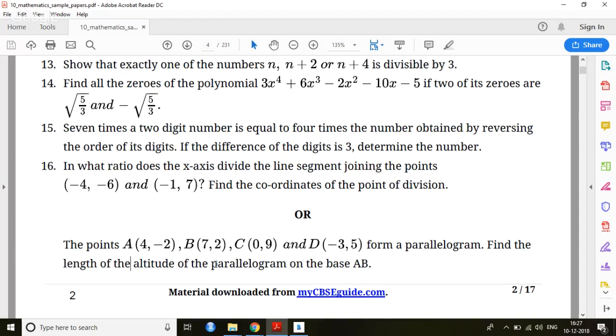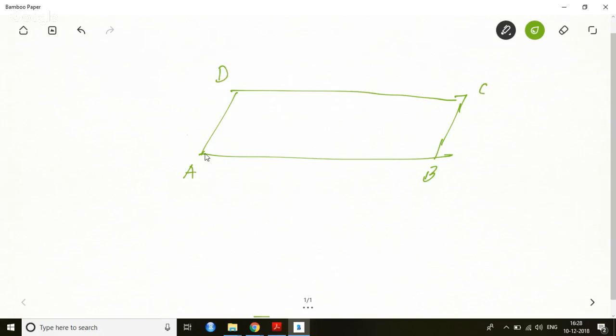Now take any 3 points, take points A, B, C and find out the area of the triangle. How do you find out the area of the triangle with points ABC? Listen, just look at this question. This question is very important. So this is ABCD, and I'm just taking points A, B, and C.